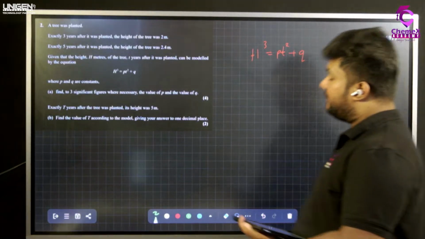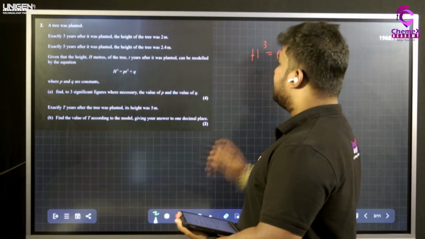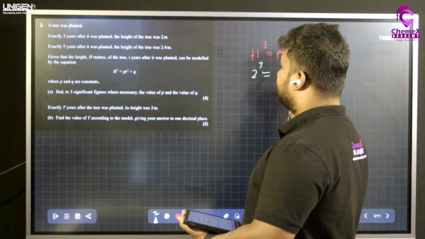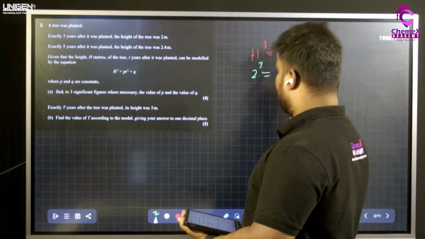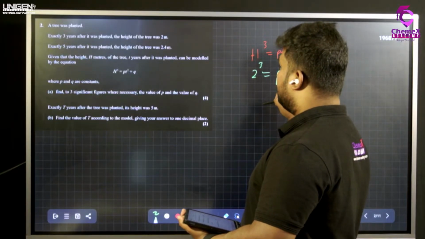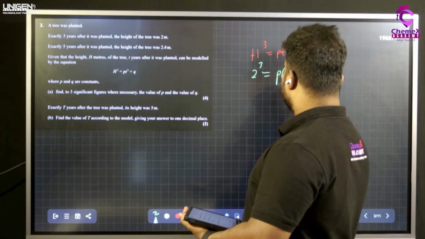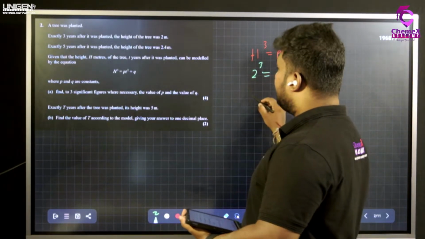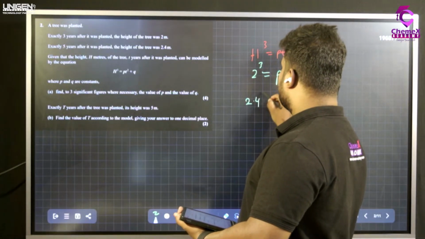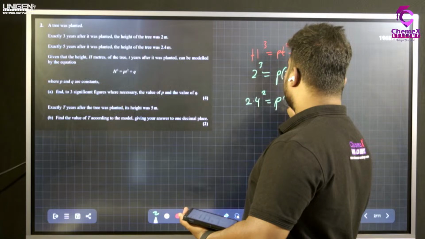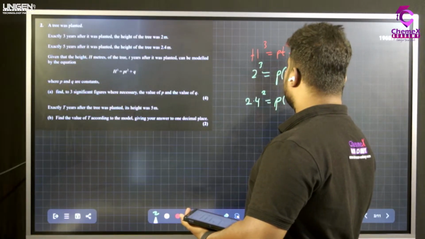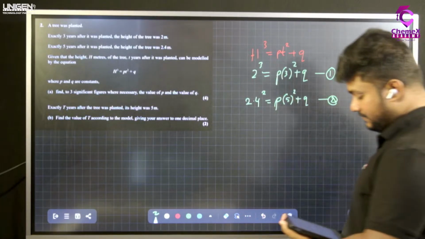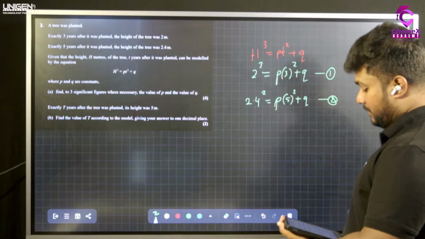Since they have given 3 years after, the height is 2. So 2 to the power 3 equals p times t squared plus q, where t is 3. That's one equation you can find. The other equation is 2.4 cubed equals the value 5 years after. So you have to form two equations.